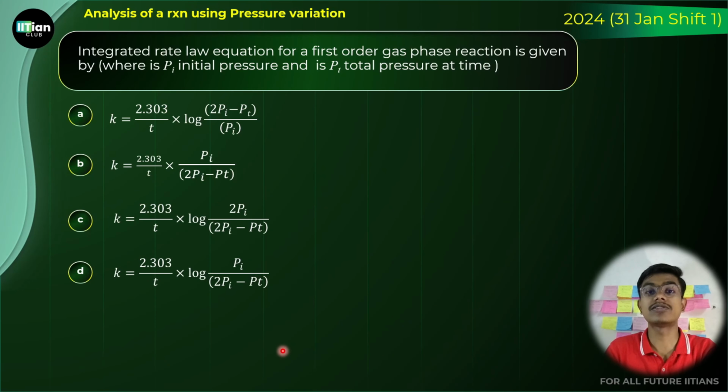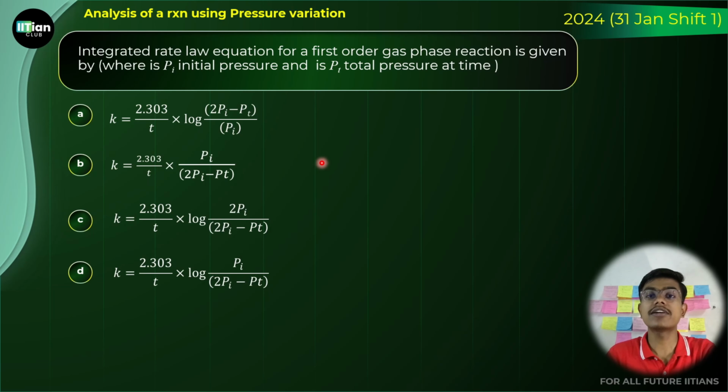The next question also is based on the same concept. This was also asked in 2024, 31st January, shift 1. Integrated rate law equation for the first order gas phase reaction is given by. Now they have asked as a general equation. They have asked us to find the equation of K. Previously they were asking us to find the exact value of K for some data given. Here they have asked us the general data.